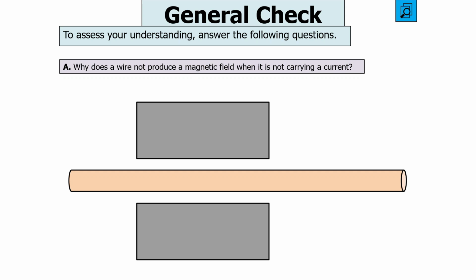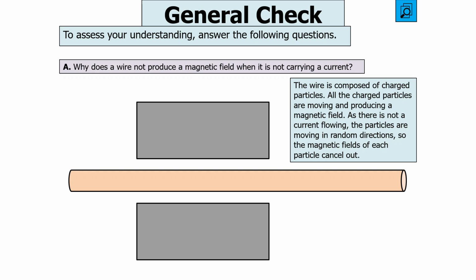Why does a wire not produce a magnetic field when it is not carrying a current? The wire is composed of charged particles. All the charged particles are moving and producing a magnetic field. As there's not a current flowing, the particles are moving in random directions, so the magnetic fields of each particle cancel out.